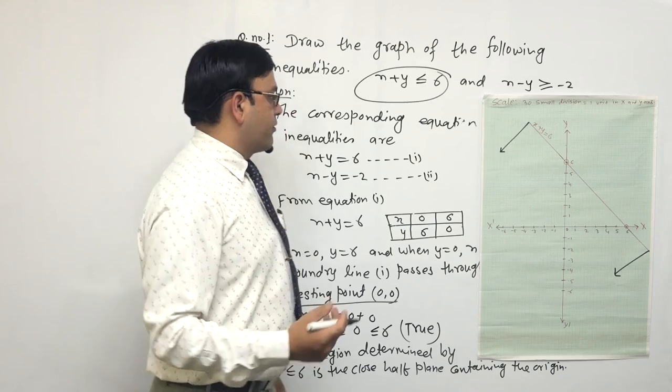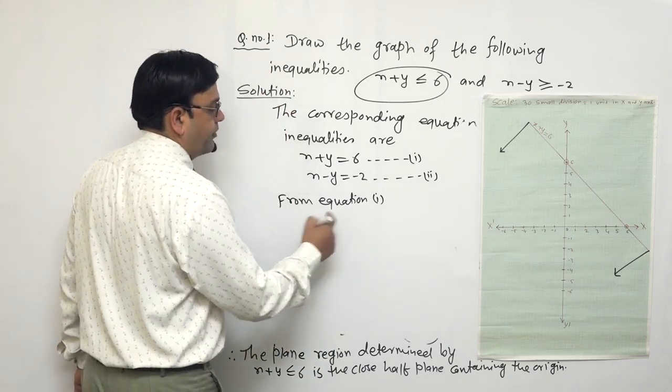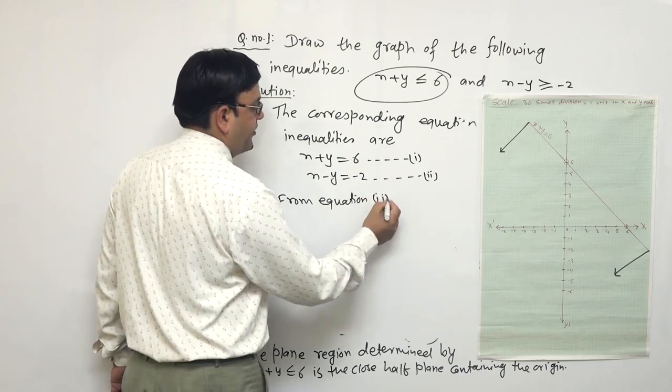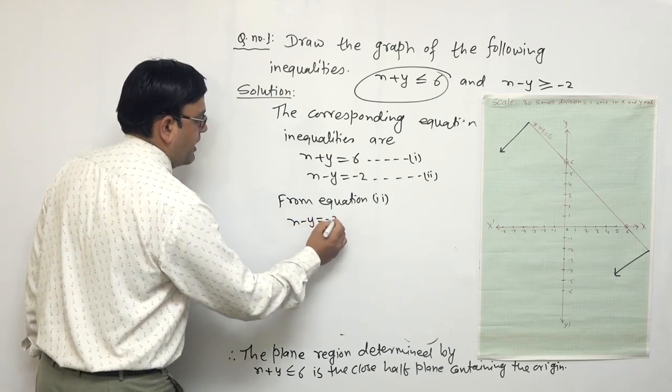Students, now we are going to do from equation second, this equation, and we have x minus y is equals to minus 2.